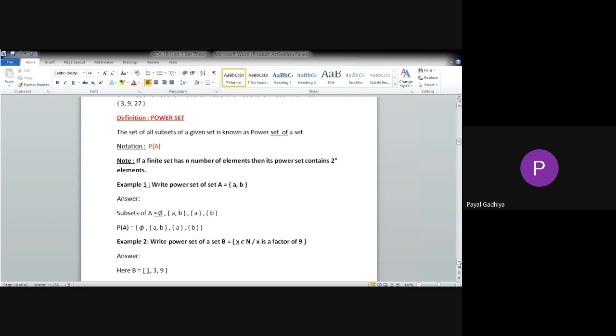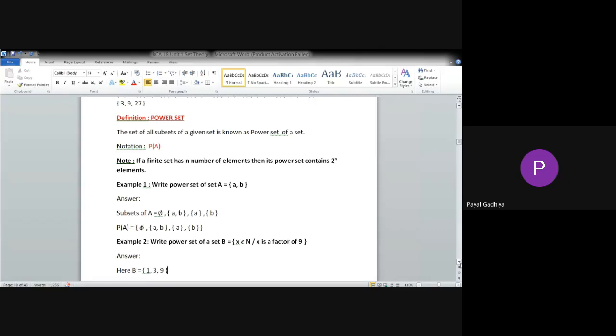Okay, 1, 3, 9, yes, correct. One more is required. Yes. Null set, singleton 1, singleton 3, singleton 9, 1 3, 1 9, 3 9, 1 3 9. What Sagar has written is correct, what Angela has written is correct. Like you have to make a set of those subsets. Yes, Angela has written very nicely. Every subset you have to write in curly brackets, and then the main set also will be in curly brackets. Very nice.